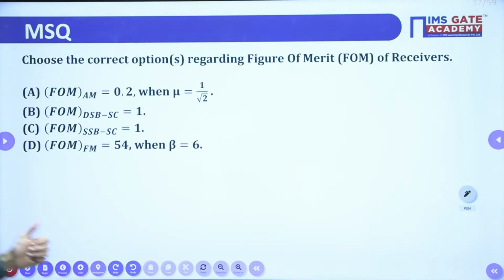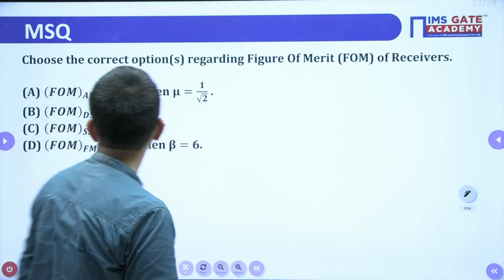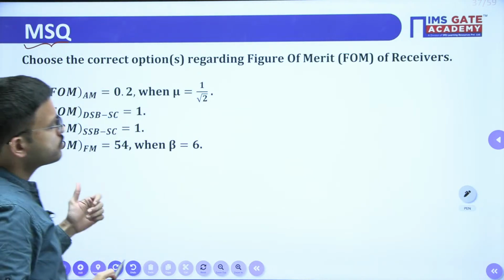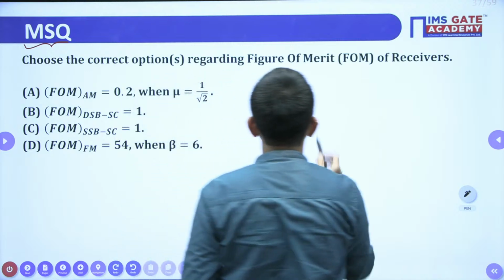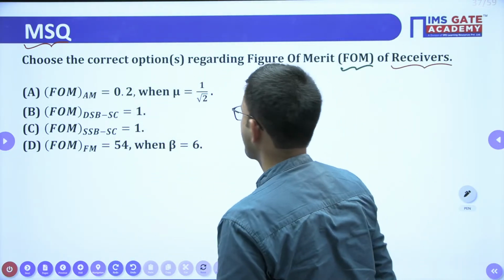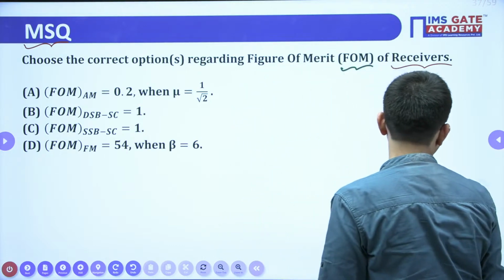Now the last question for today's session. This question is MSQ, either one option or more than one option can be correct. This question is related to the receivers regarding figure of merit. All of you try this question.